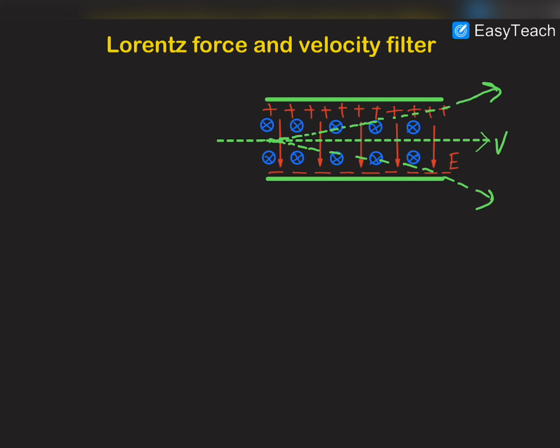So we need to filter out those specific particles which are moving with this speed v, irrespective of their charge and mass. So what we will do, we will use a velocity filter arrangement. But first of all, before moving to the velocity filter, let us discuss the Lorentz force.